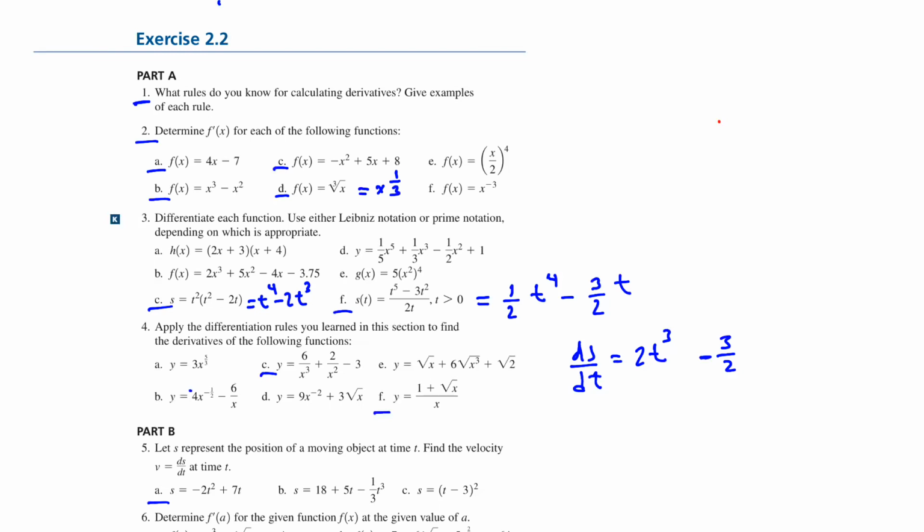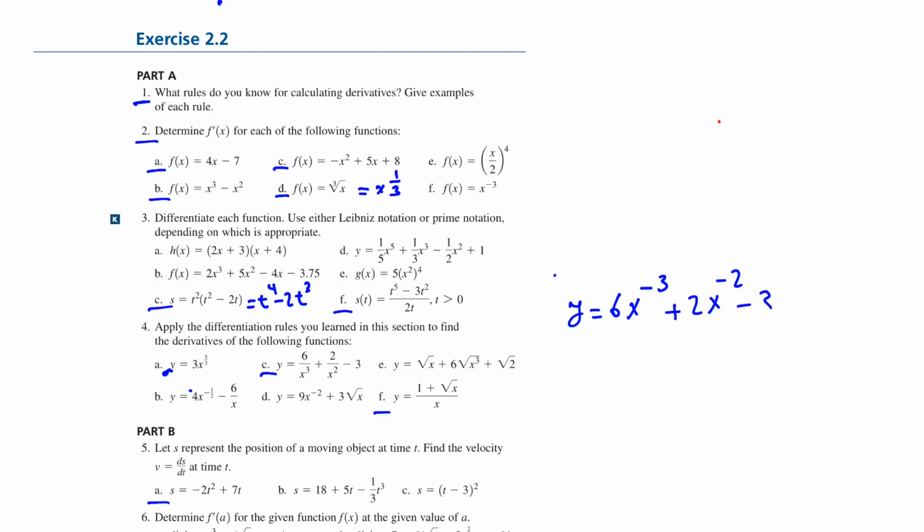Question 4, part C. The function can be written as 6x to the power of minus 3 plus 2x to the power of minus 2 minus 3. The derivative is minus 18x to the power of minus 4 minus 4x to the power of minus 3, which is minus 18 over x4 minus 4 over x3.